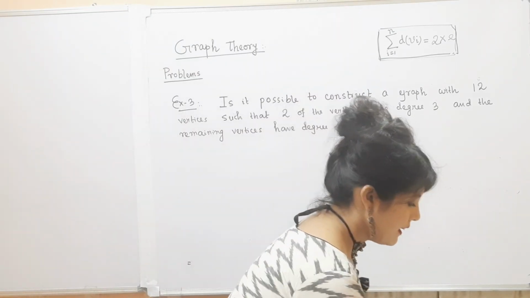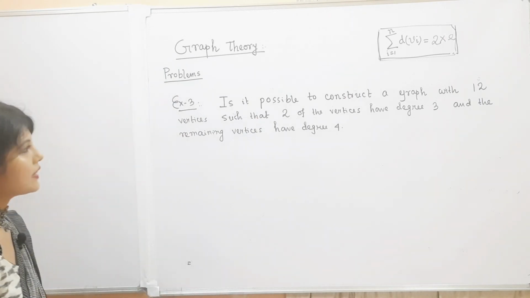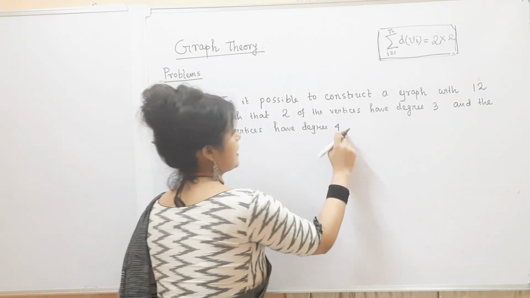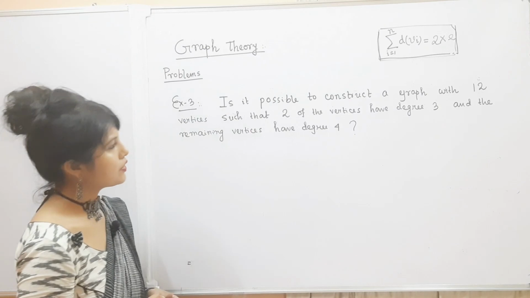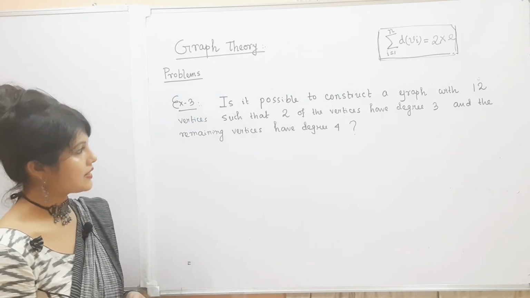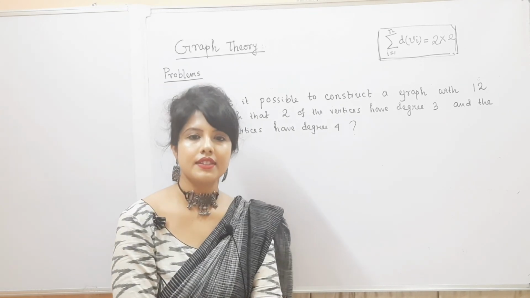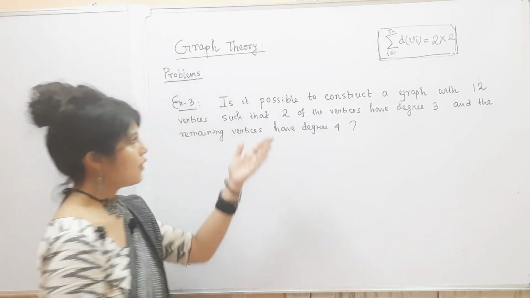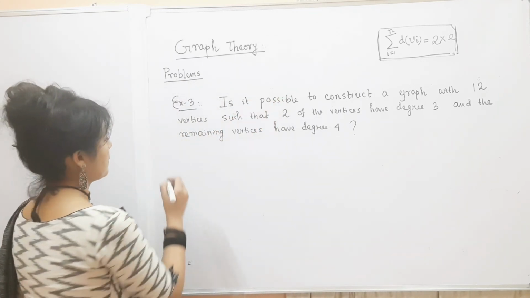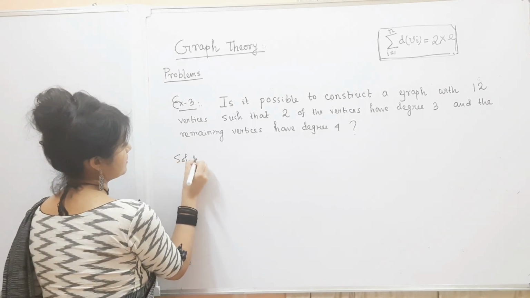So this is another kind of problem: is it possible to construct a graph with 12 vertices such that 2 vertices are of degree 3 and the remaining vertices are of degree 4? I will use this same formula. So what is the solution?